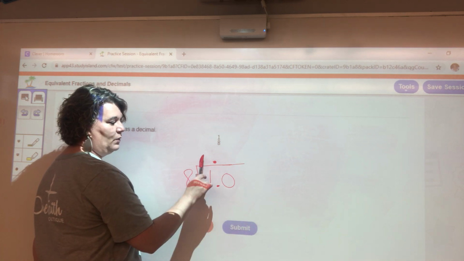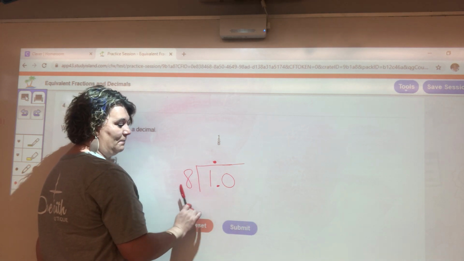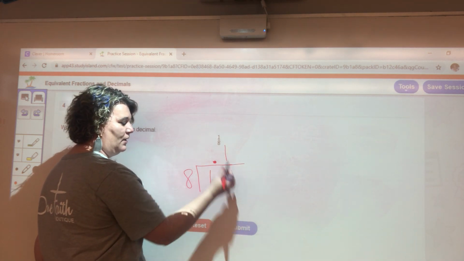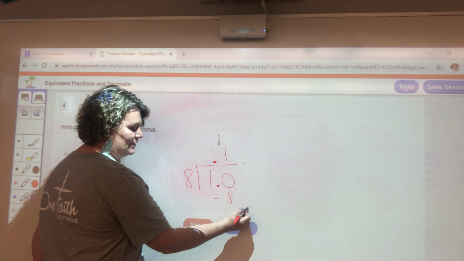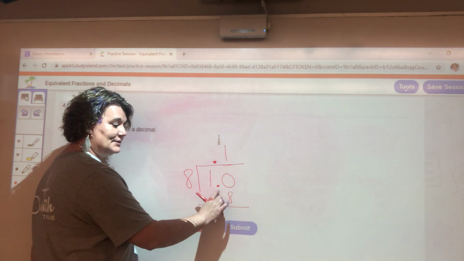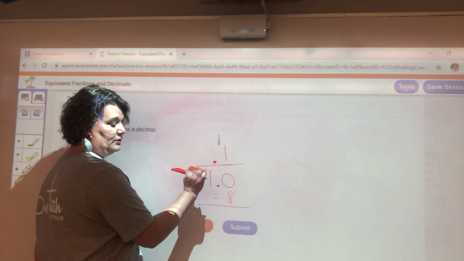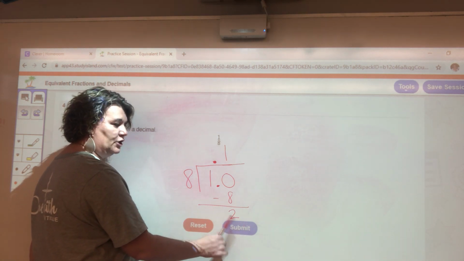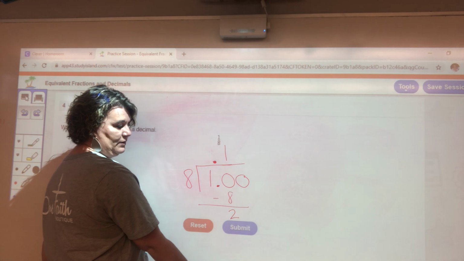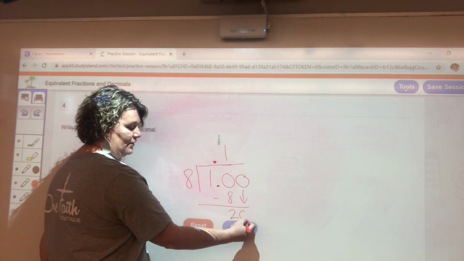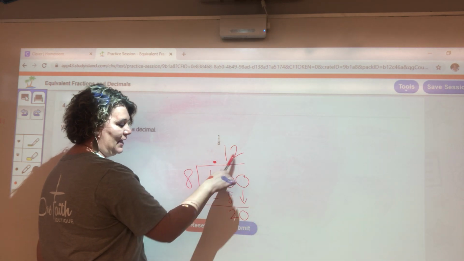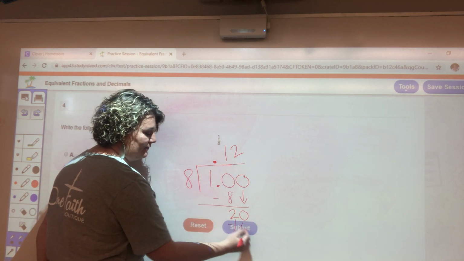8 cannot go into 1. Do not put a number right there. But 8 can go into 10. How many times could it go into 10? 1 time. 1 times 8 is 8. Now you're going to subtract. Don't worry about the decimal. Remember, it's got a new home up here. 10 minus 8 is 2. If you get a remainder, you need to add another 0. Bring that 0 down. 8 can go into 20 2 times. 8 times 2 is 16.